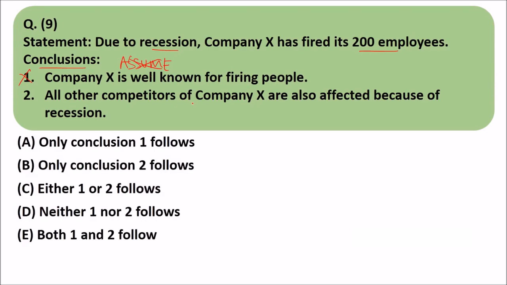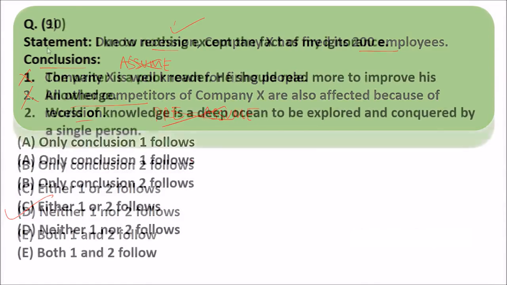Second, all other competitors in company X are also affected because of recession. Does the statement talk about other competitors? No. The statement talks about recession and that the company X has fired its employees. Okay, it does not talk about other competitors, so this is nothing but a pre-assumption. And we know what we should do with pre-assuming. No, we should not pre-assume. So this is cancelled. So the answer is again neither 1 nor 2 follows. Going to the next question.